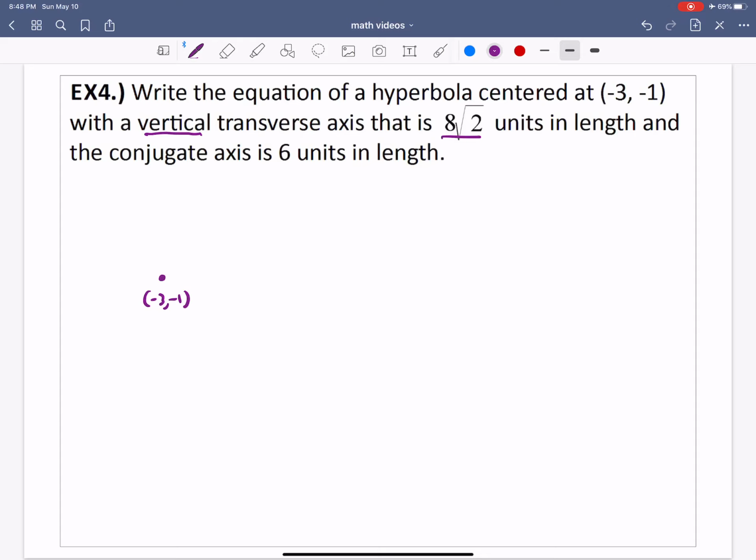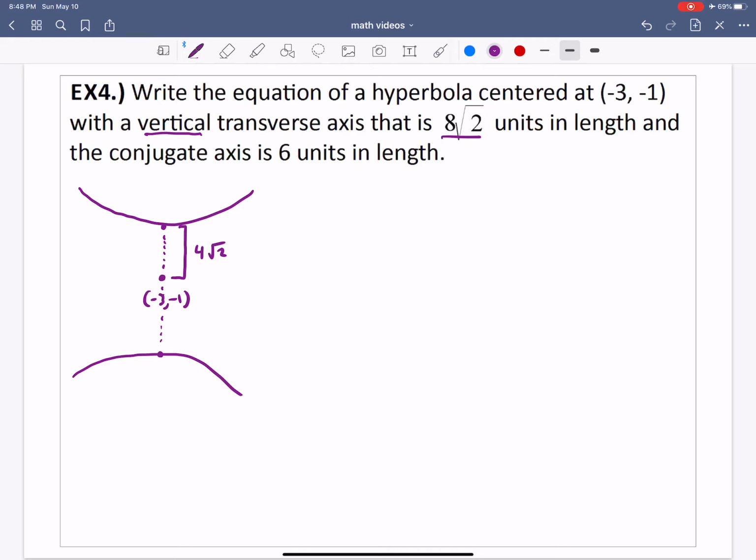Okay, so transverse axis being vertical means that I'm going to go up and I'm going to go down a units to get to those branches. So I'm going to have a hyperbola that looks something like this. Okay? All right. Because I know that the total length is 8√2, that tells me that the distance from the center to one vertex is half of 8√2, which would be simply 4√2. 4√2 plus 4√2 gives me a total length of 8√2.